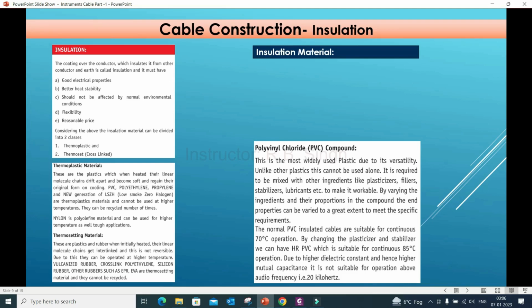There are different types of insulations. So what are the qualities of a good insulation? It should have good electrical properties, better heat stability, should not be affected by normal environmental conditions, it should have flexibility, and it should have a reasonable price. So basically the best insulation has these types of properties. Considering the above, insulation materials can be divided into two classes. One is thermoplastic and the second one is thermosets.